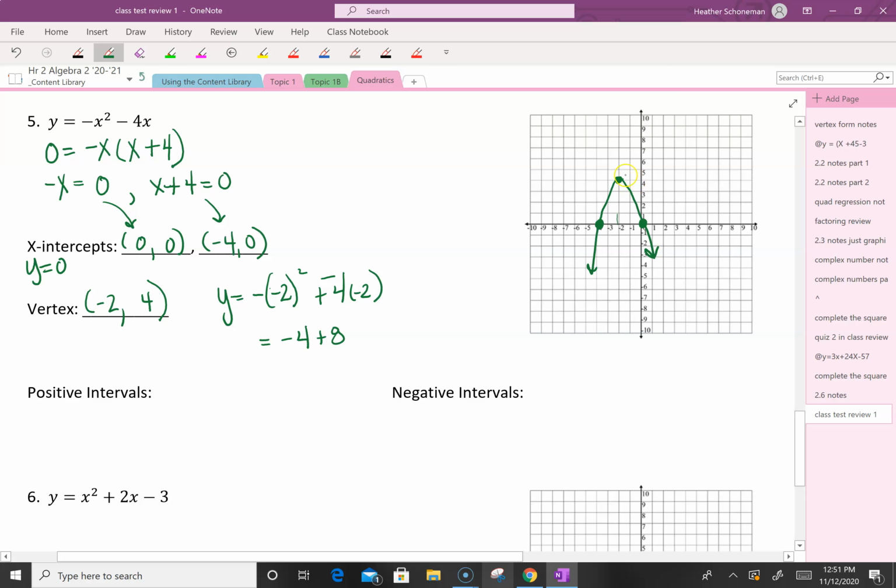There's one positive interval in between the two numbers, smaller number on the left, so it's negative 4 is less than x, which is less than 0. There are two negative intervals here and here. It's always less than the number on the left, less, L, and left all start with L, and it's greater than the number on the right. So x is less than negative 4, and x is greater than 0.